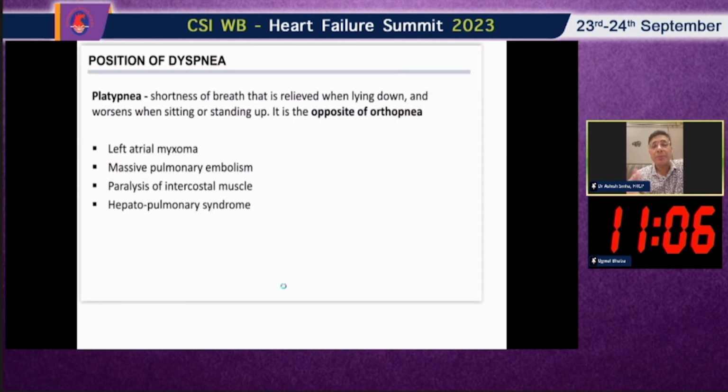And what about the patient, next slide, who is breathless when they are in the sitting position, the opposite of orthopnea, the sitting position, the tachypnea, especially people who have a large left atrial myxoma, patients who have paralysis of intercostal muscle, patients who have a massive pulmonary embolism. So these kinds of patients will be breathless in the sitting position and they get better when they are in the lying position, the opposite of the orthopnea. Next slide, please.